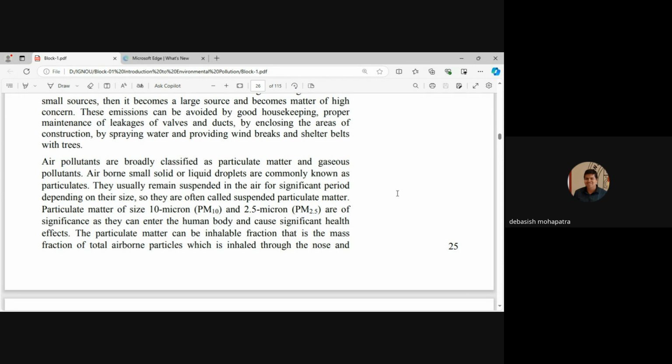Airborne small solids or liquid droplets are commonly known as particulates, and these usually remain suspended in the air for a significant period depending on their size, so they are often called suspended particulate matter.